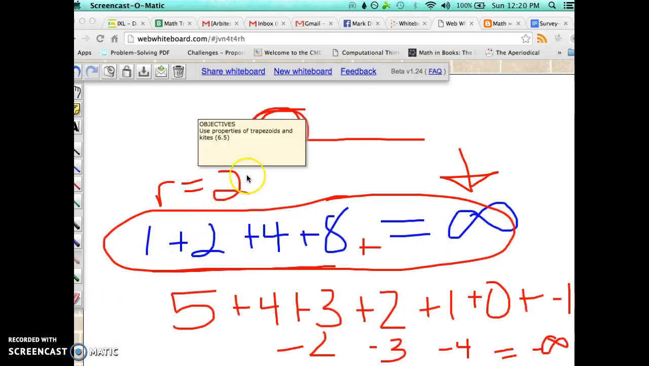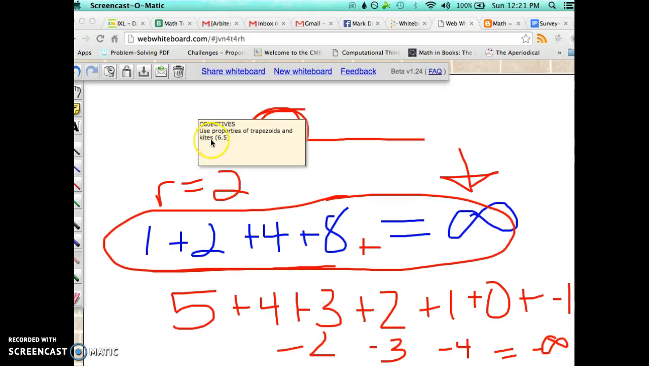All right, we're getting away from parallelograms. We're done with parallelograms. We dealt with rhombuses, we dealt with rectangles, we dealt with squares. Those are all types of parallelograms. These are not parallelograms. They are quadrilaterals, but they don't have two pairs of parallel sides. They have one pair of parallel sides or zero pairs of parallel sides.